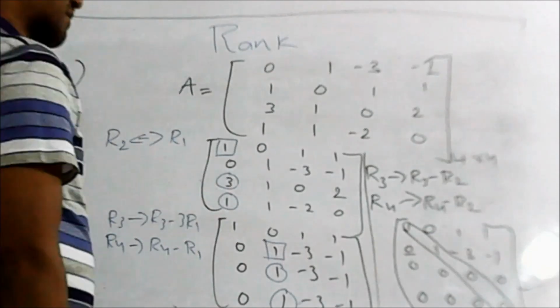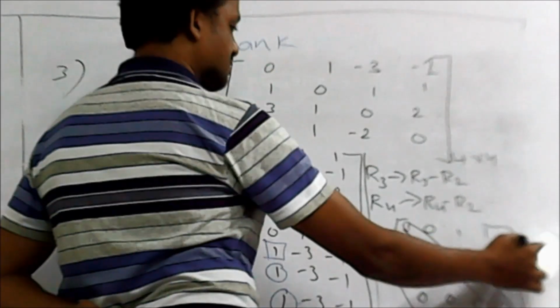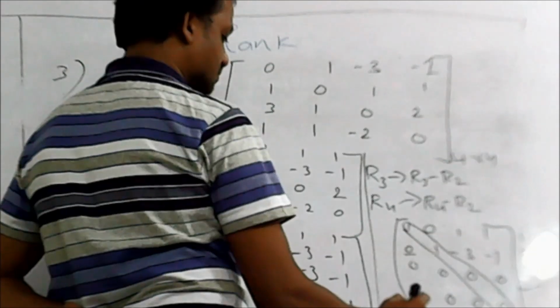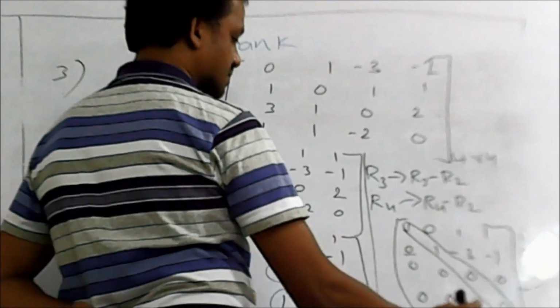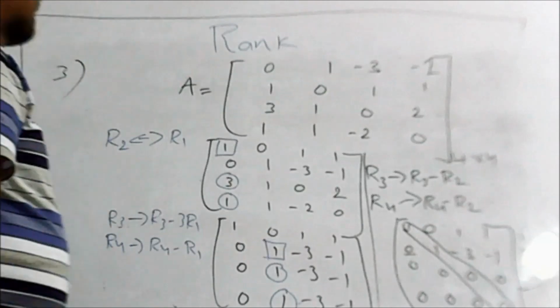What about the rank? The rank is the number of non-zero rows. Only 2 rows. So the rank of A is 2. Rank of A is 2. So now you understand about the rank of the matrix.